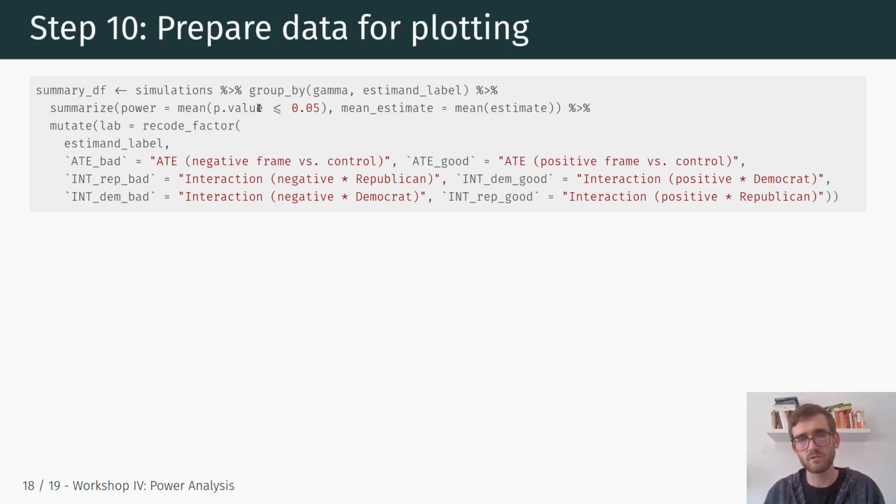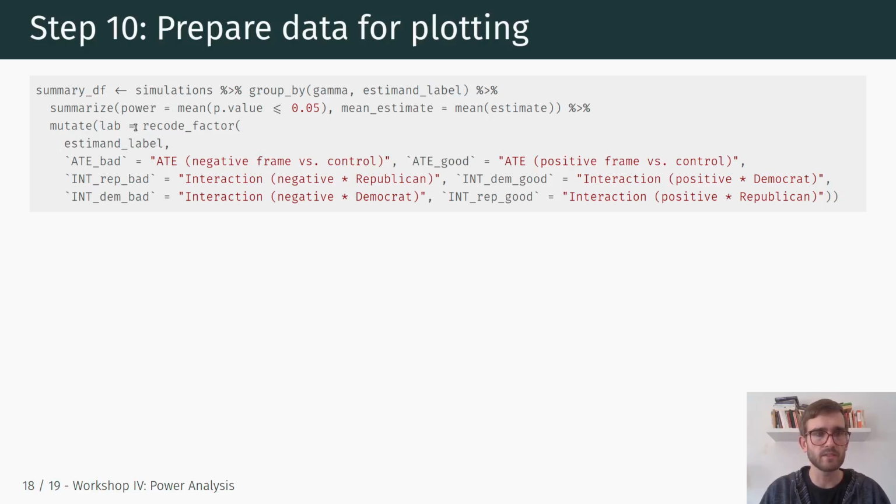We know the true population effect is not equal to 0, so the null hypothesis should be rejected, and so this tells us the proportion of times that the null hypothesis, the false null, is actually rejected. Okay, so that's the power. And we can also look at the average estimate, if we wanted to look at bias, for example, we could use that.